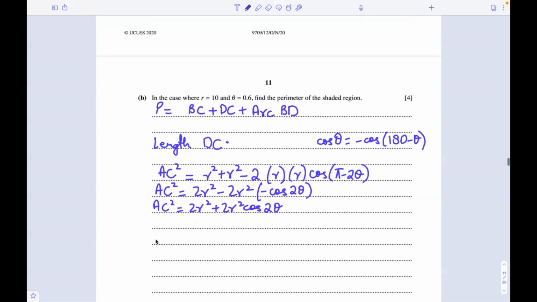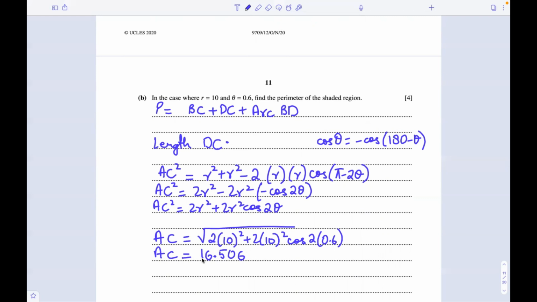So substituting the values of R and theta, we get square root of 2 times 10 squared plus 2 times 10 squared into cos of 2 times 0.6. Finding this value in the calculator, we have AC is equal to 16.506 centimeters, or whatever the unit is.